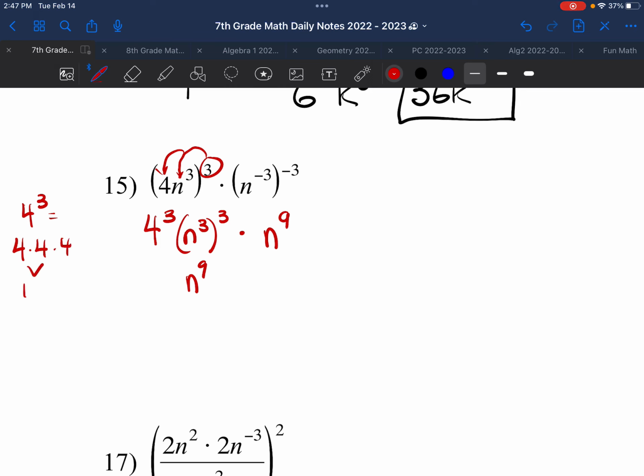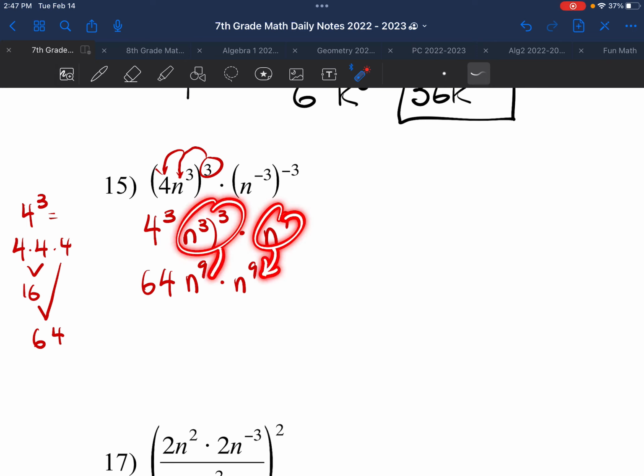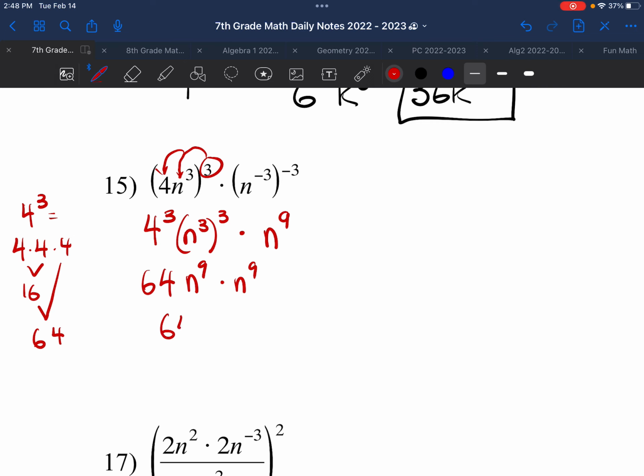4 times 4 is 16, and 16 times 4 is, there's going to be a 4 right there, and I'm going to get 64. All right. So 64 goes out front, and I have 2 of these n to the power of 9s. Again, you went right there, you went right there. So now that I'm multiplying the bases, I'm going to add these exponents. 9 plus 9 is 18, so I'm going to get 64 n to the power of 18 for my final answer, which I will then box.